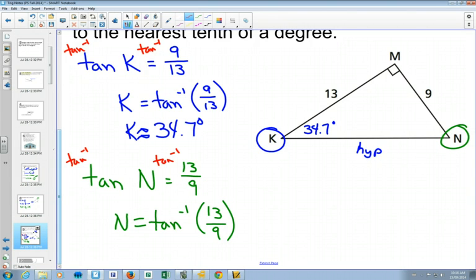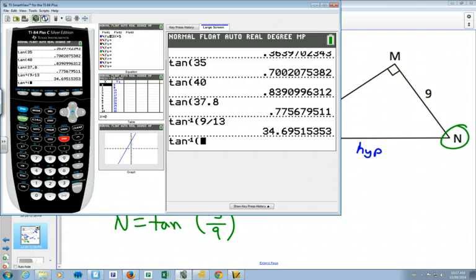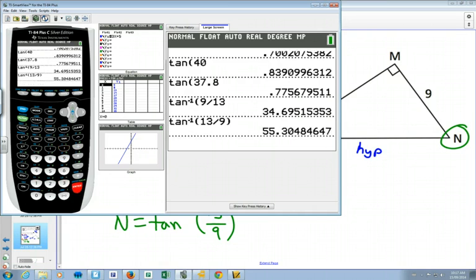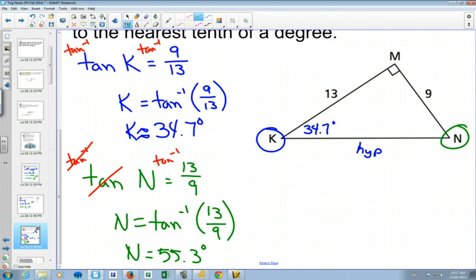I don't know if you like to write what you do on both sides of an equation to help you. But then these would cancel out because they're opposites. And we go to our calculator, and we could go tan inverse 13 divided by 9. And we would get 55.3 degrees. That is one way that you could have found out that angle N was 55.3 degrees, exactly the same as what we did for the first one.